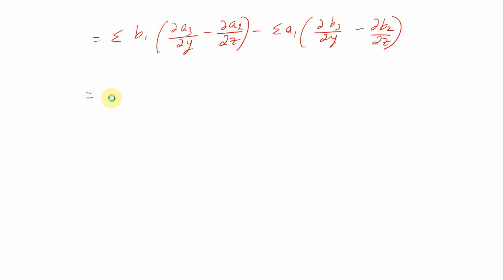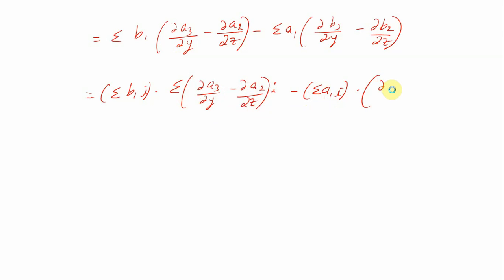So now this is equal to summation b1 i into, just take the summation inside this bracket. So this will give you dou a3 upon dou y minus dou a2 upon dou z i, minus summation a1 i dot summation b3 dou y minus dou b2 upon dou z i. So i dot i will become 1, j dot j will become 1, k dot k will become 1. Already discussed.